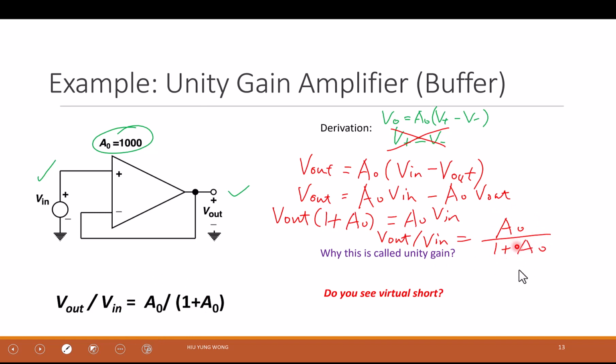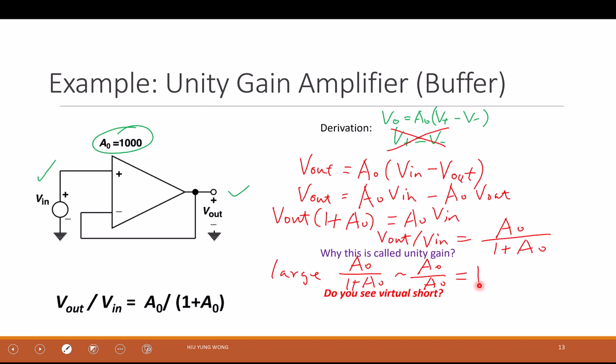What is this value? Why is it called a unity gain buffer? It is not equal to 1, but it equals 0.999. When A naught is very large, A naught divided by 1 plus A naught is almost equal to A naught divided by A naught, because 1 plus something very large is about that thing. 1 plus 1,000 is about 1,000. 1 plus 1 trillion is about 1 trillion. That's why this is called a unity gain buffer.